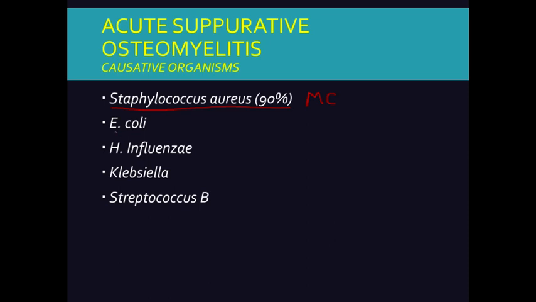We can have some other sources: E. coli, Haemophilus influenzae, Klebsiella, and Streptococcus B can also cause these, but again, 90% of infections are from Staph aureus, or specifically the acute suppurative one. So I didn't say this earlier, but suppurative is a pus-forming organism.